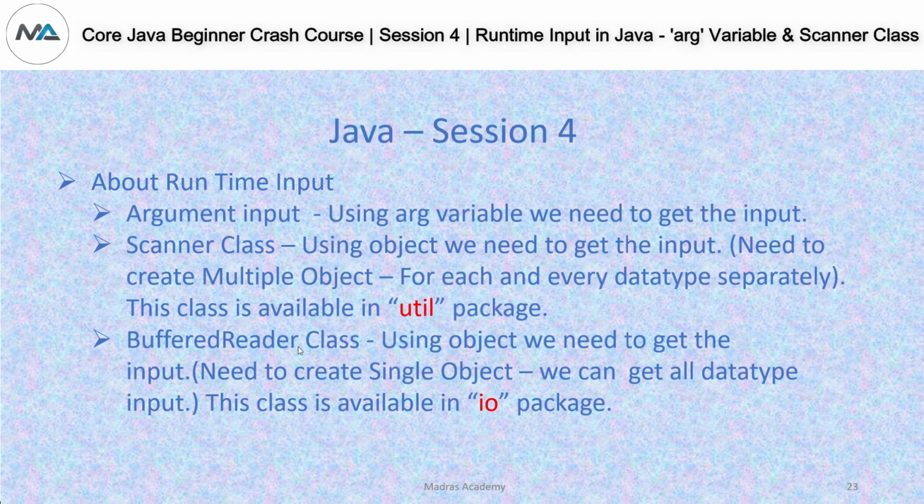And the BufferedReader class: using this also we can get the runtime input. If I use BufferedReader in our program, we can create a single object, and using that single object we can get all types of data type values. This class is available in the IO package, so we have to use the IO package in our code. And if I use Scanner, at that time you have to import the util package. So now, what is a package?